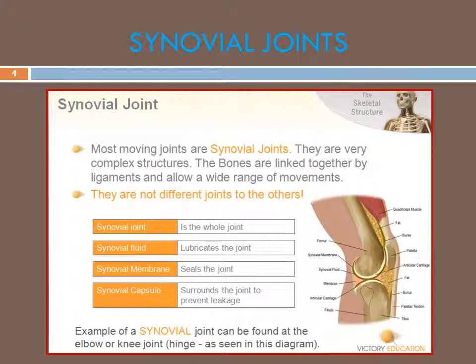And a little bit more information about the synovial joint. You can read here. The synovial joint is the whole thing basically. The synovial fluid is there to lubricate. The membrane seals the joint, so you don't have synovial fluid everywhere. And the capsule surrounds the joint to prevent leakage. There's an example there. The example is the elbow or knee joint, and it's a hinge in the diagram there, and they've got the knee joint there.